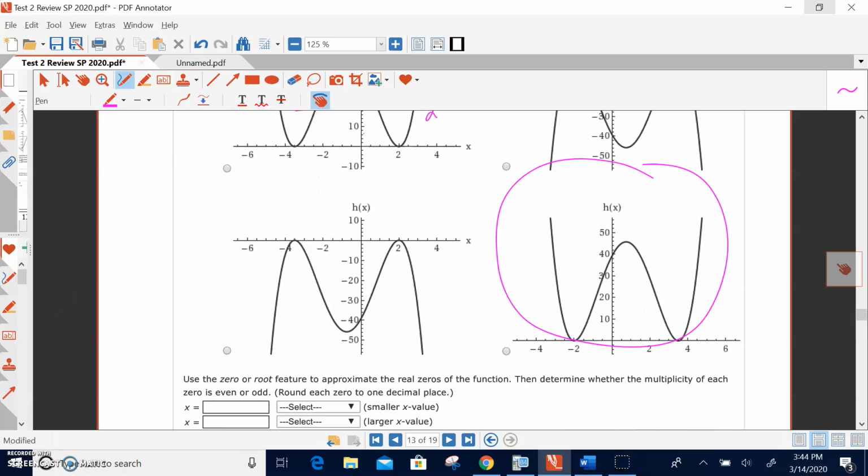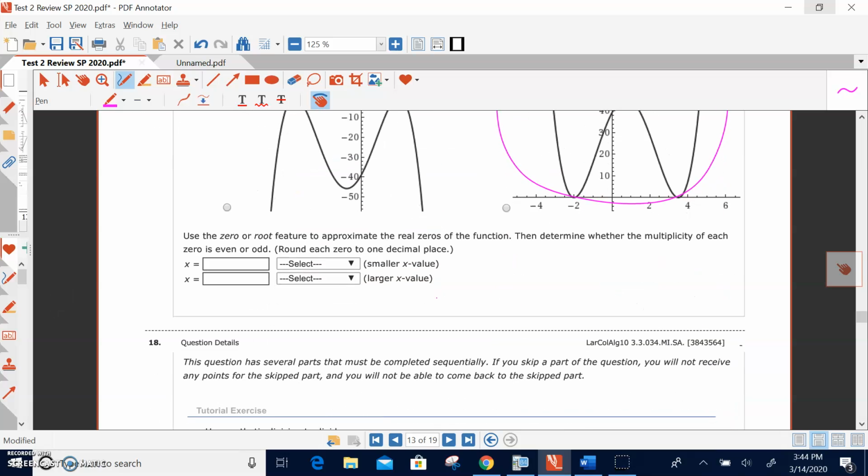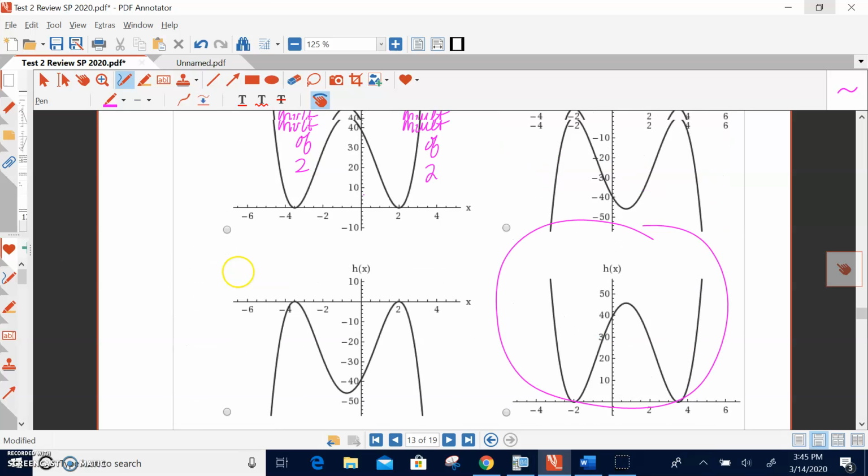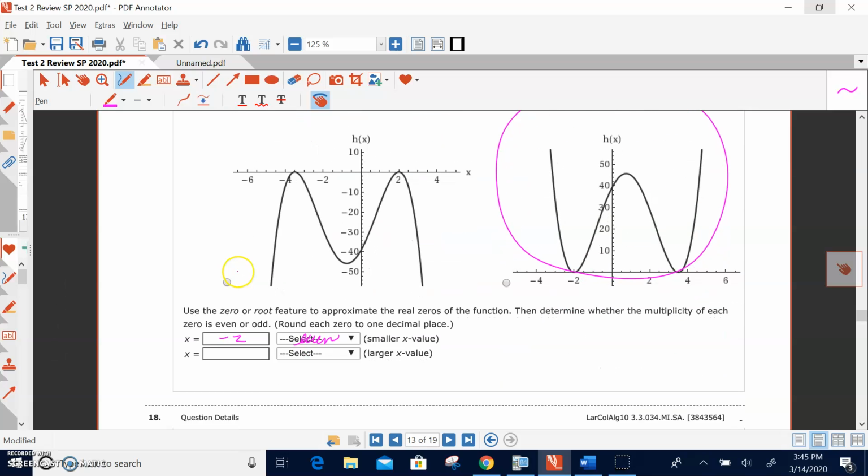So -2 and 7/2. So -2 would be the smaller value, and its multiplicity, are we asking for even? Even, yes. And then the other one, which was 7/2, its multiplicity is even as well because it occurred twice.